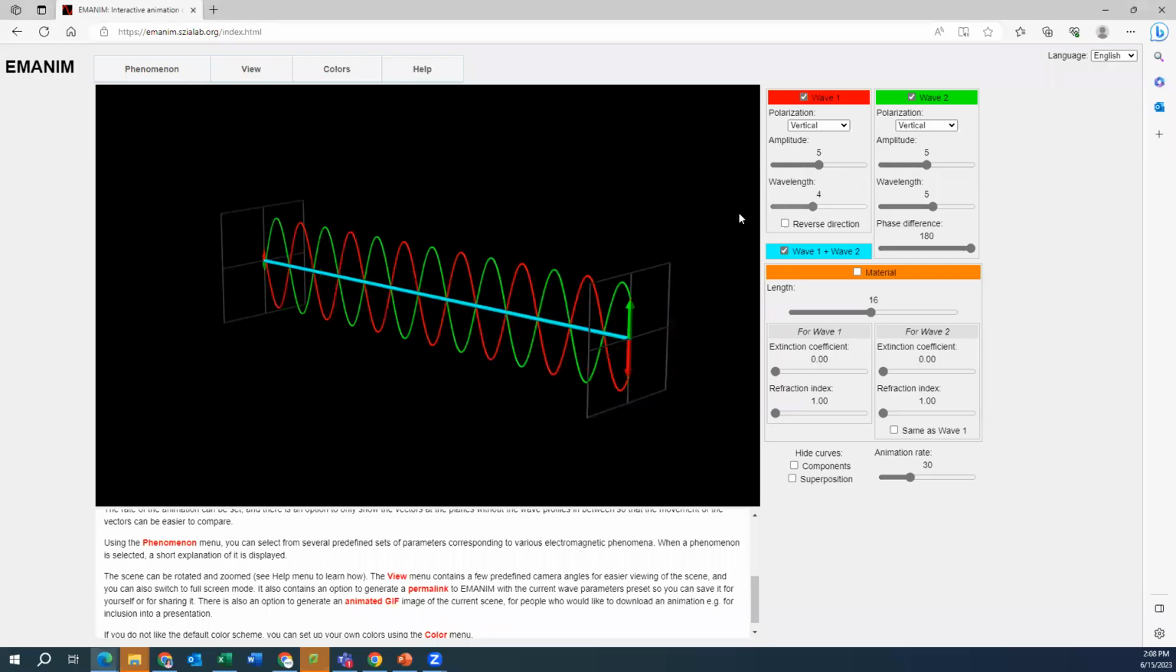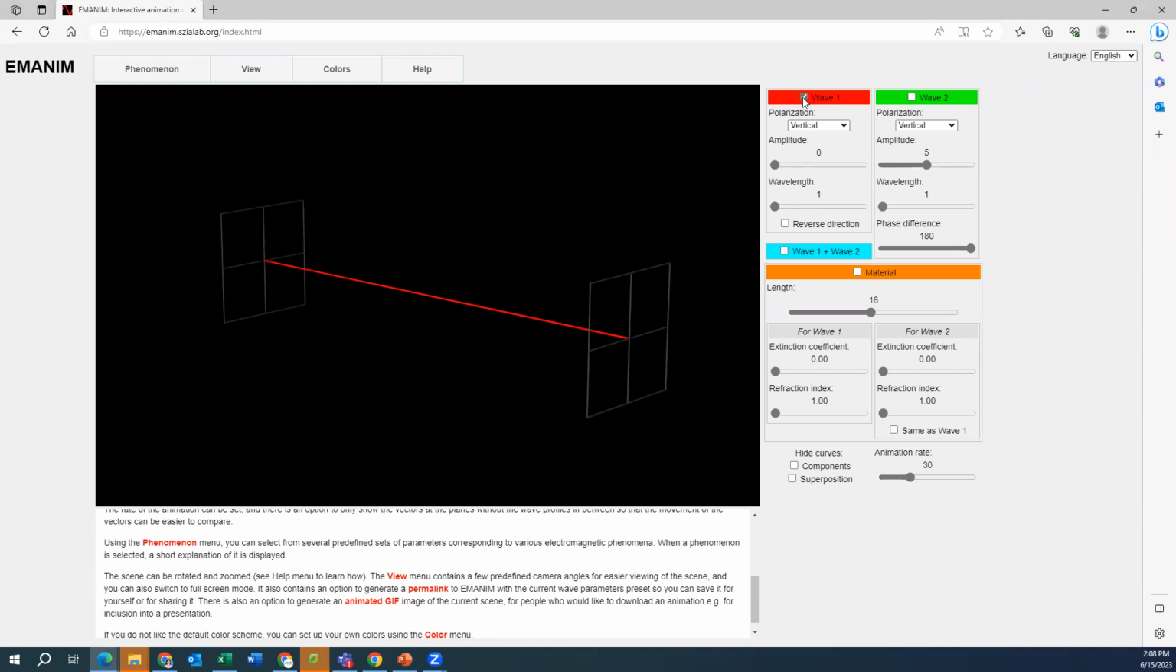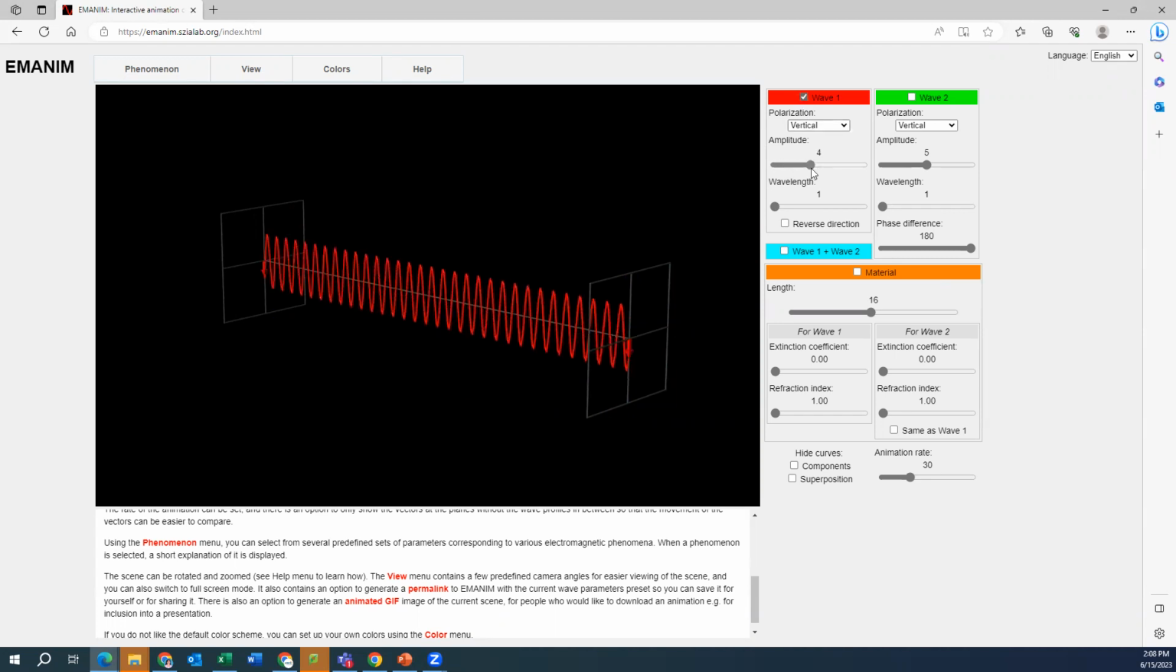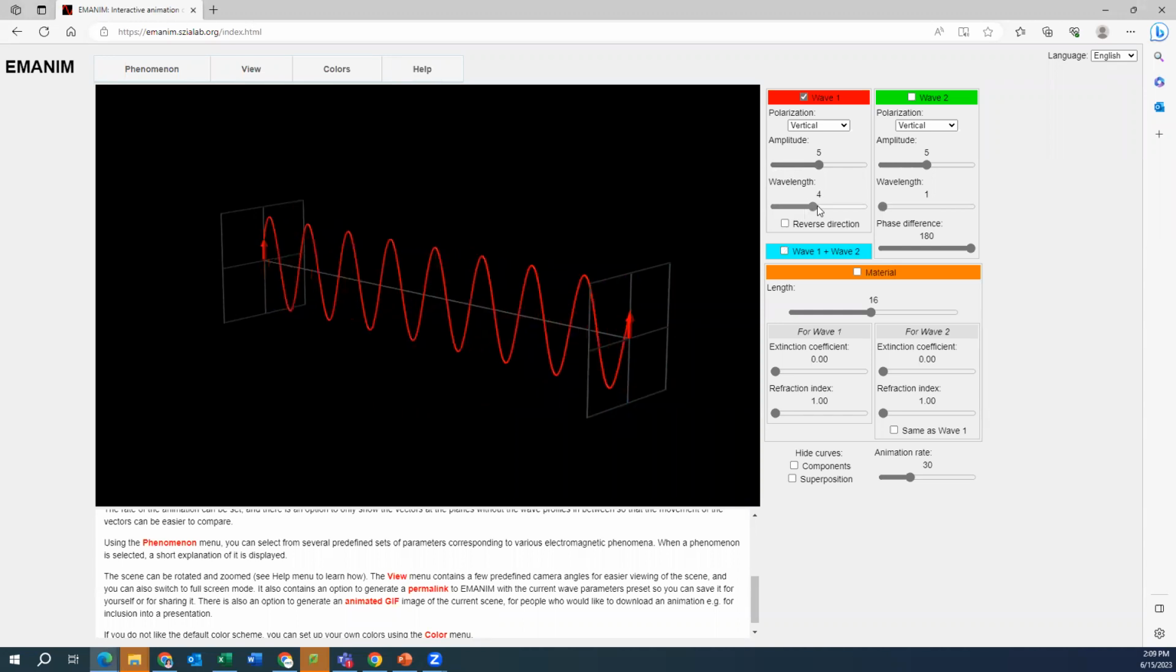All right, so I'm going to show this to you again. First thing we are going to do is remove all these settings. Right now there is no wave. I will start with wave number 1. I will give it an amplitude of 5, and a wavelength of 5 too.